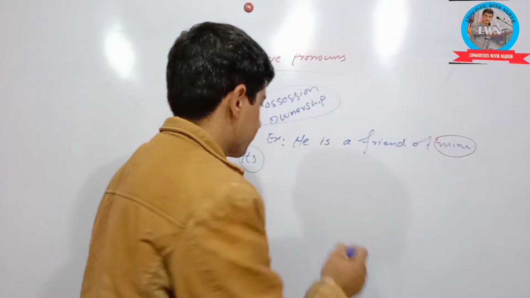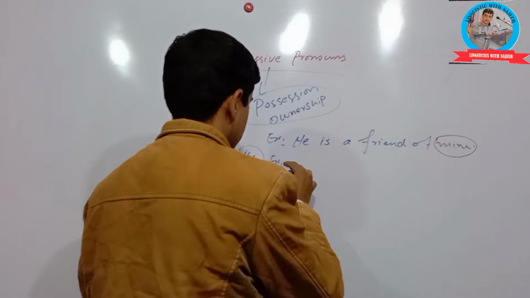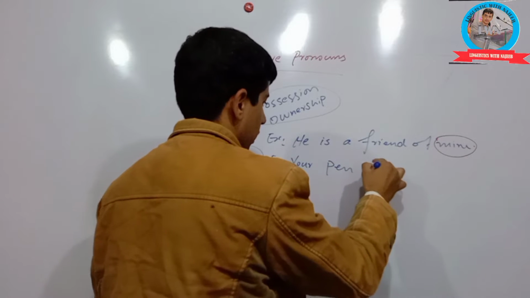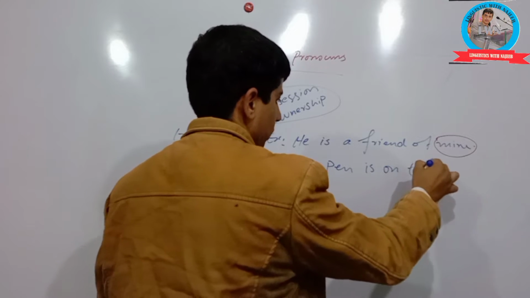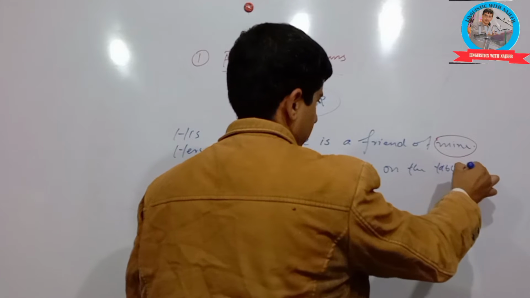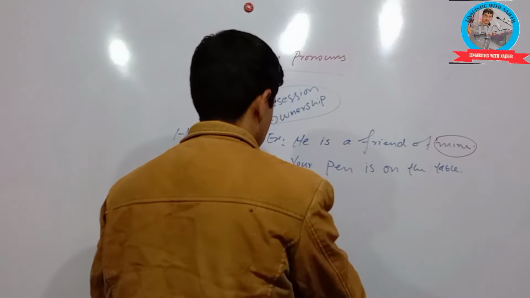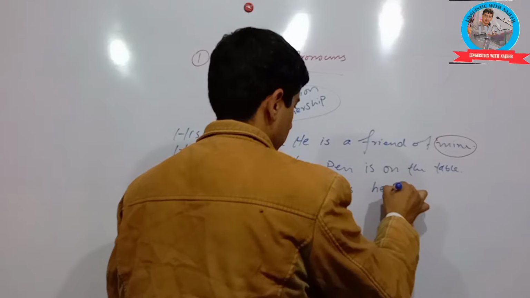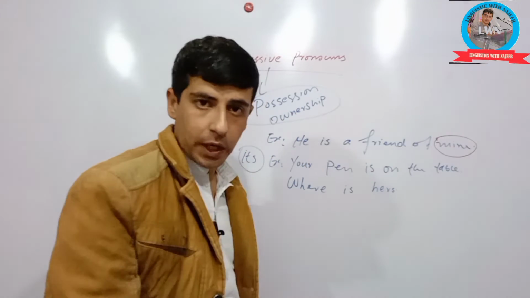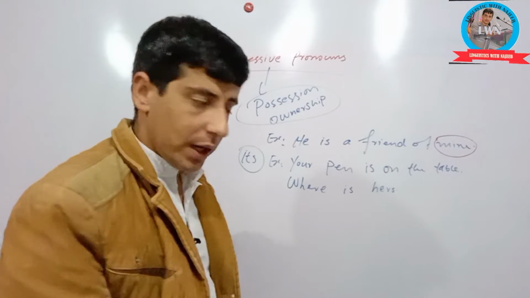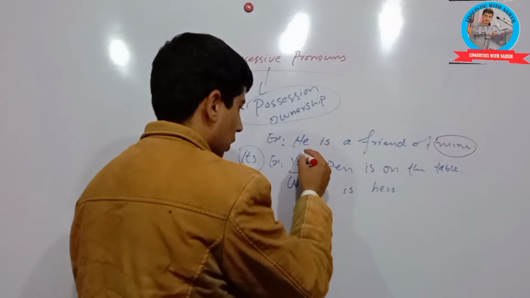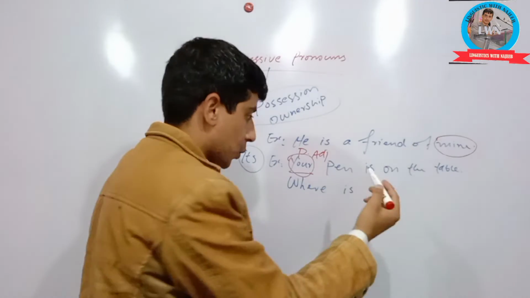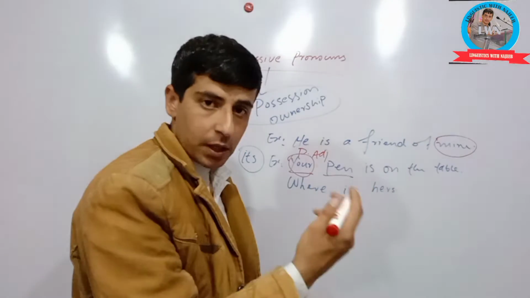In other sentence, your pen is on the table. Where is hers? Where is hers? So right here, your pen. This is called possessive adjective. This is not the possessive pronoun case because we have used a noun right after the pen.